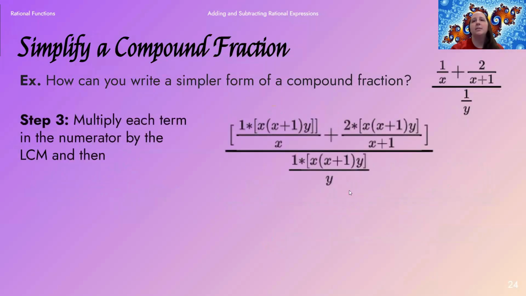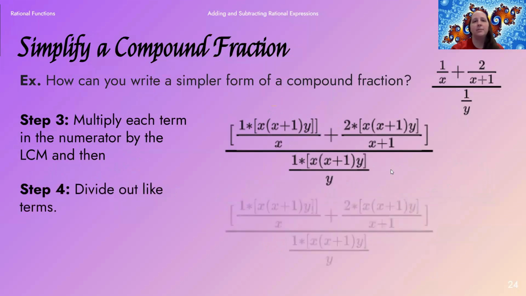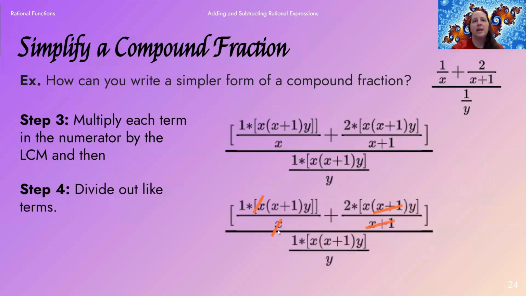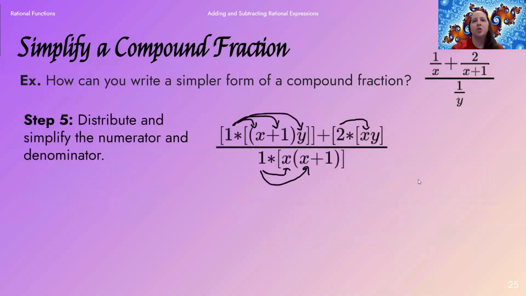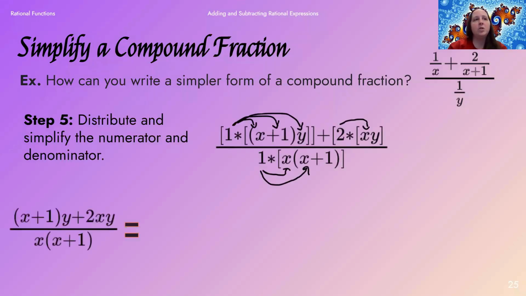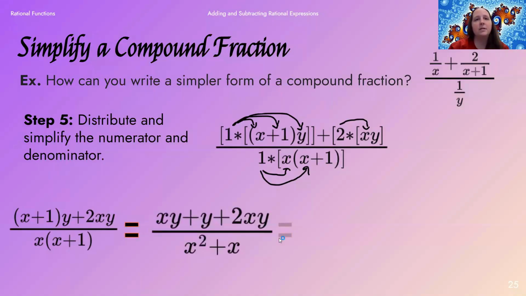When I do this, I can then divide out like terms. So in this case, I have x's, x plus 1s, and y's. Okay, I can then distribute. All right, so then we're going to go ahead and continue to simplify this fraction. So I've got x plus 1 times y plus 2xy divided by x times x plus 1. Again, I'm going to distribute that y. And I'm going to simplify. So I get 3xy plus y divided by x squared plus x.